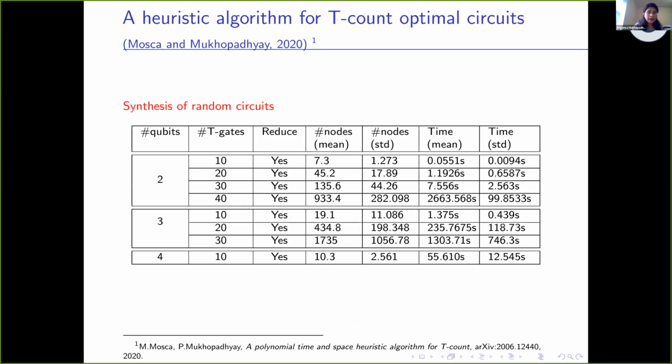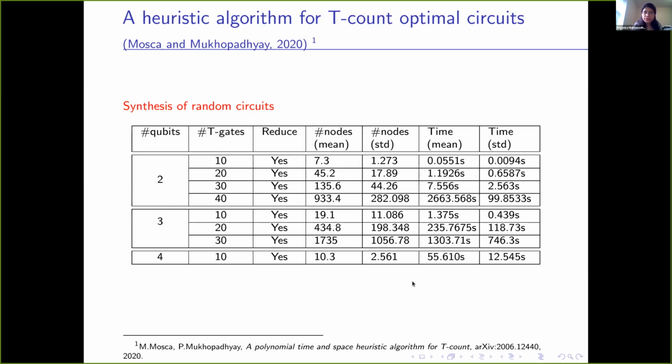So we have synthesized some random unitaries as well. These are sets of 2, 3, and 4 qubit unitaries. And this number of T-gates means we generated these circuits with at most so many T-gates. We obtained the unitary and then these unitaries became input to our algorithm. And we saw that the output of our algorithm has a reduced T-count compared to the input. Number of nodes means the average number of nodes accumulated in the trees. This shows that the size of the tree remains bounded. That means the complexity remains bounded. And this is the average time taken for the synthesis.